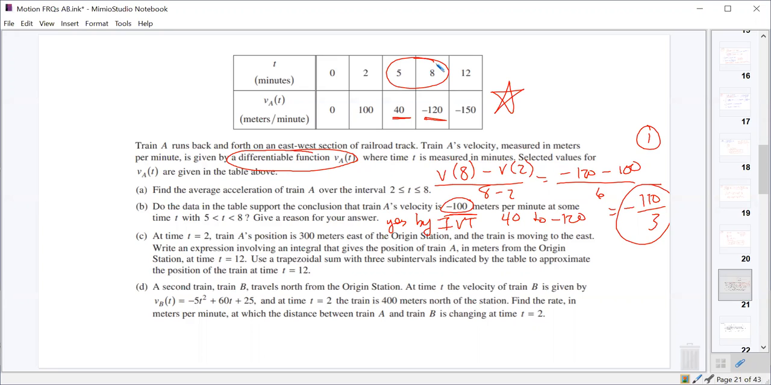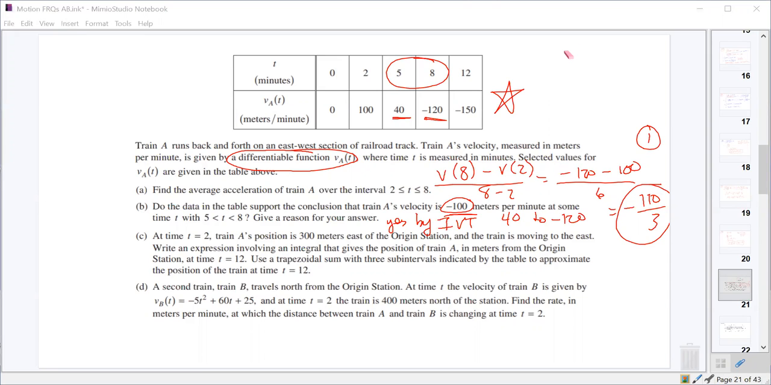The mean value theorem, supposing we were talking about the same interval, would say that the instantaneous rate of change, the slope or the derivative between 5 and 8, is equal to the average rate of change. So you do negative 120 minus 40, get negative 160 over 3. You would know that the derivative somewhere between 5 and 8 equals negative 160 over 3. Does that make sense? Yeah. Good distinction between those two theorems.